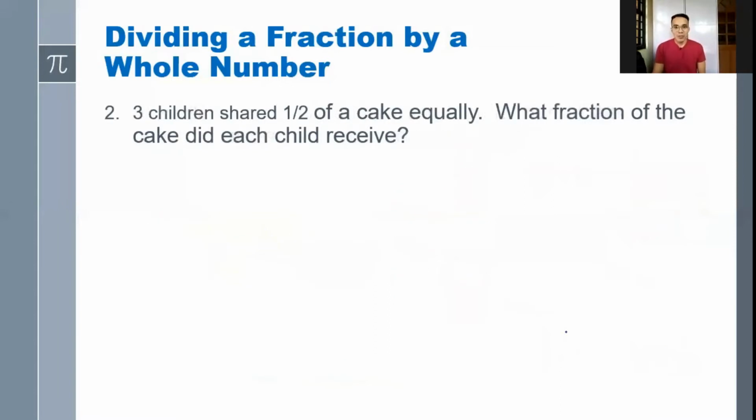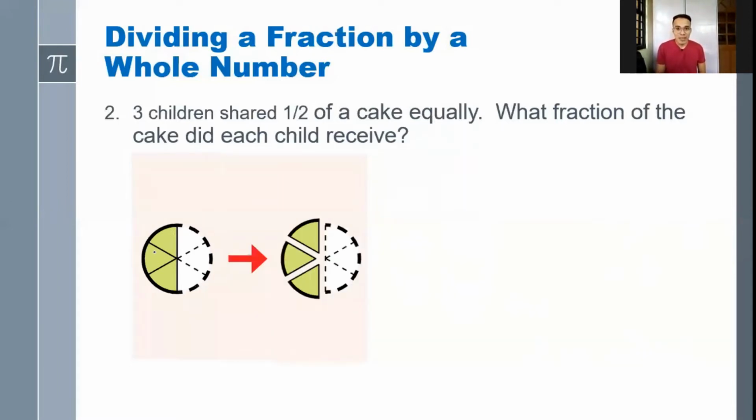Let's have item number 2. 3 children shared 1/2 of a cake equally. What fraction of the cake did each child receive? In other words, 1/2 of a cake is divided into 3 because there are 3 children. So first, let's have a whole divided into 2 equal parts, just like this. And then we have to divide 1/2, the shaded portion, into 3 equal parts because there are 3 children.